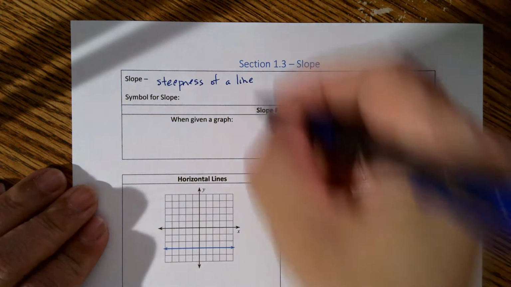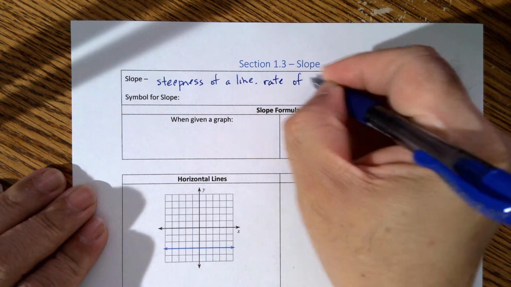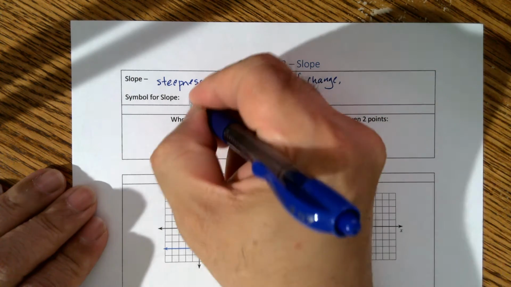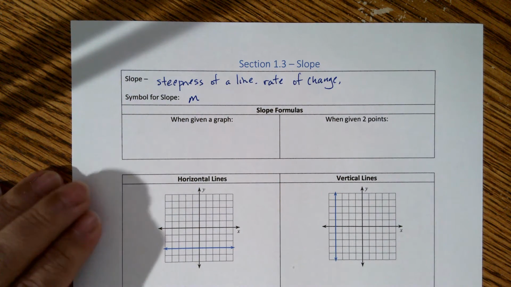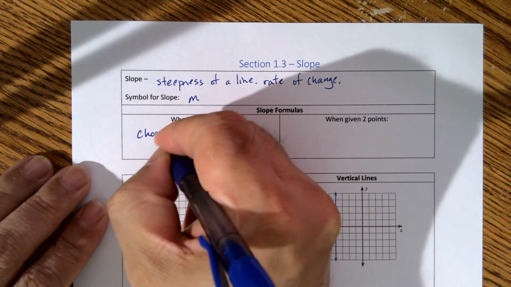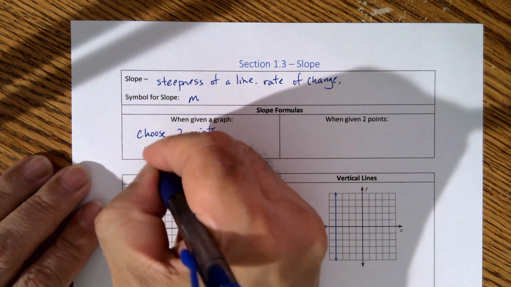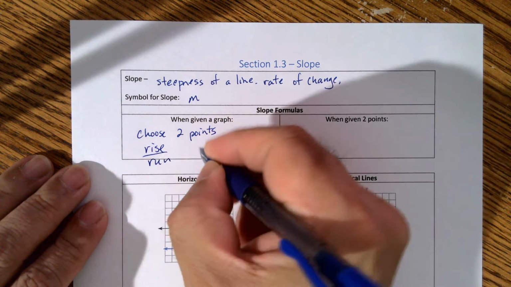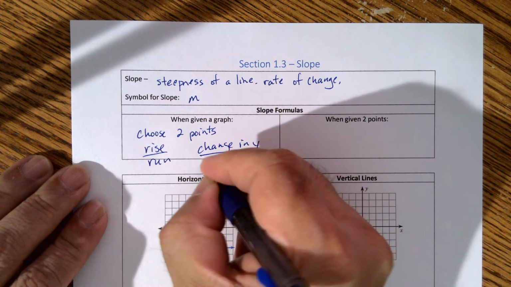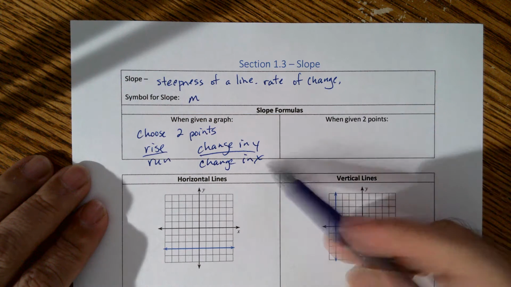Alright, so slope is the steepness of a line. That's a lousy definition, and other math teachers might disagree. It's rate of change. Symbol for slope, we're just going to call it M. M is going to represent slope. When given a graph, choose 2 points and find the rise over the run, or the change in y over the change in x.